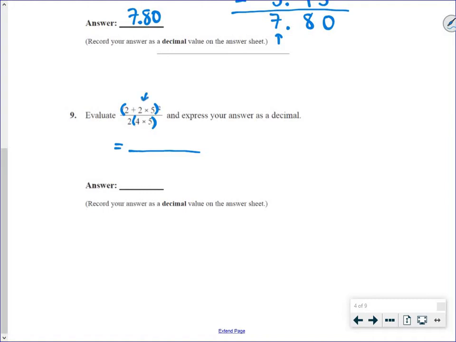So within this top set of brackets, I have an addition and a multiplication. According to BEDMAS, I should do the multiplication first and then the addition second. So I should go 2 plus, and then 2 times 5 is 10. And then square it. And then in the denominator, 4 by 5 is 20. Okay, and then furthermore, the bracket in the numerator is 12 squared. And then in the denominator, I can do 2 by 20. So that'll be 40.